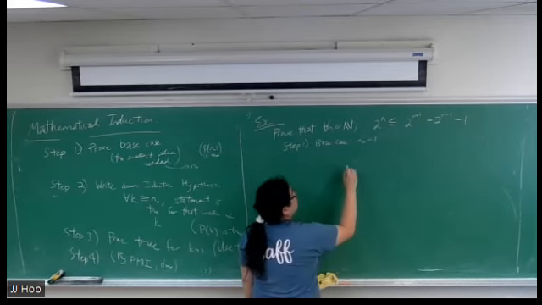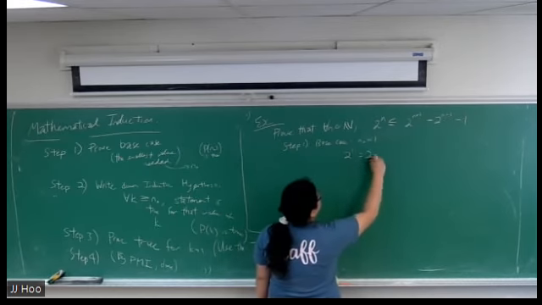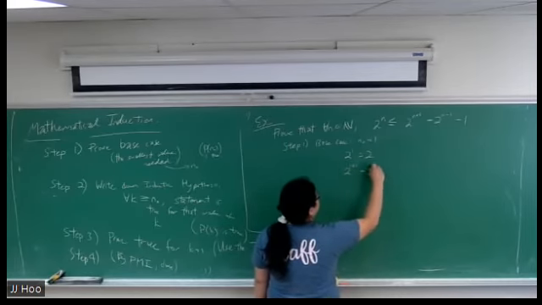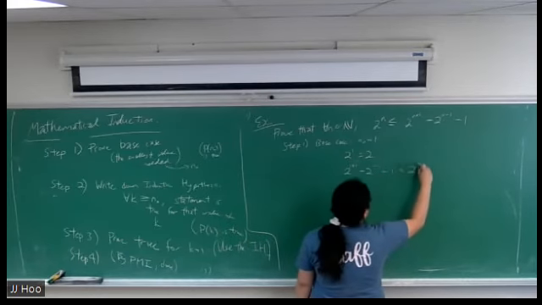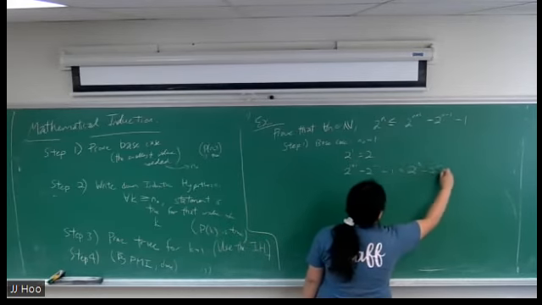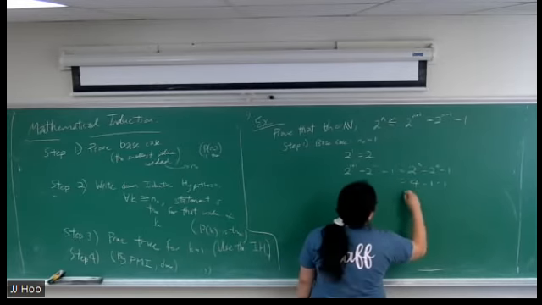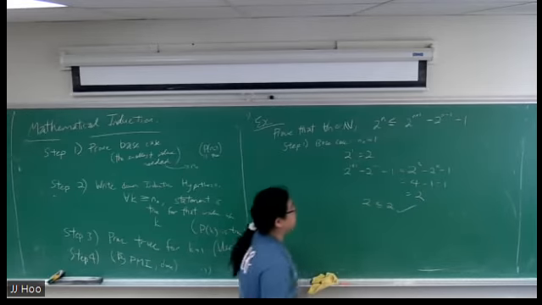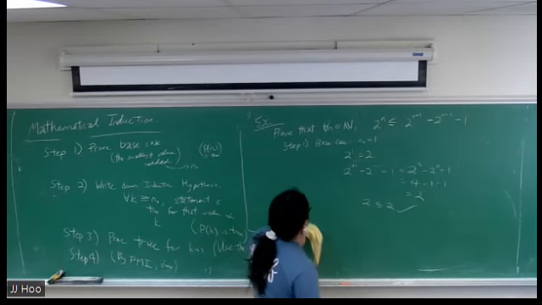So 2^1 is on the left side. On the right side, we have 2^(1+1) minus 2^(1-1) minus 1. That's equal to 2^2 minus 2^0 minus 1. Right? That's 4 minus 1 minus 1. That's 2. Well, 2 is less than or equal to 2, so our base case is done. All right, so we're good there.